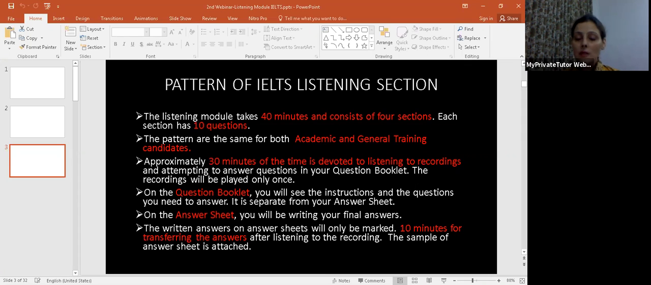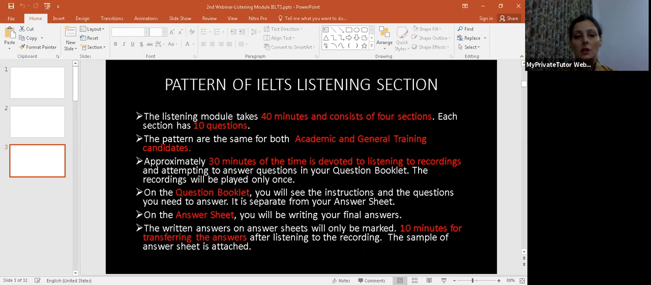On the question booklet, you will see all sorts of instructions and the questions you need to answer. It is separate from the answer sheet, as I already briefed you, there is a question sheet and an answer sheet, two things. First of all, you are going to work with your recordings, you're going to listen to that and the question sheet.